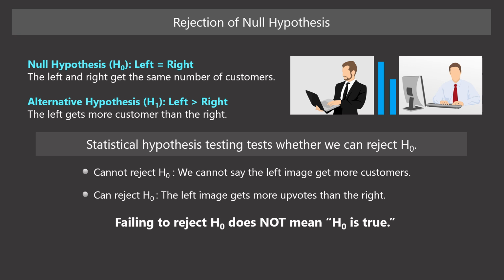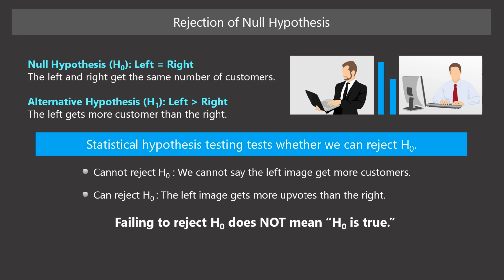Let's go back to the example we saw in the previous videos. We want to confirm whether the left thumbnail is more attractive than the right one. It is a problem of comparing two groups. The null hypothesis assumes there's no difference, so it is that the left and the right thumbnails get the same number of customers. The alternative hypothesis assumes there's a difference, so it is that the left thumbnail gets more customers than the right one.